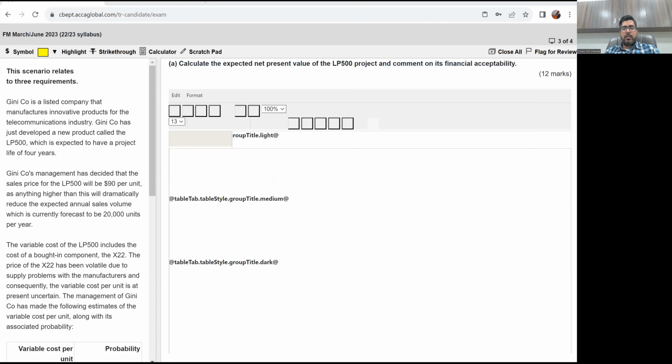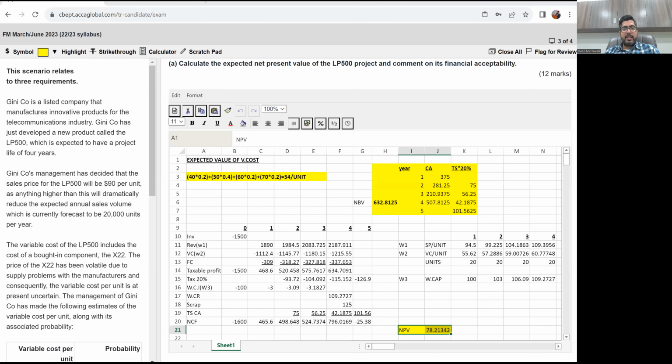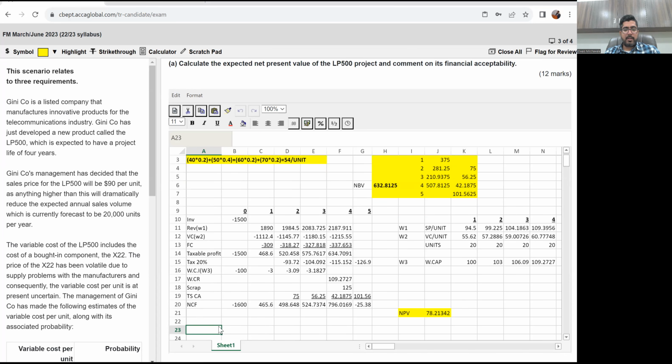Now, the comment on financial acceptability is a very easy requirement. It's just one mark that since NPV is positive, project is financially acceptable. Okay, comment on its financial acceptability: since NPV is positive, project is financially acceptable. Okay, let's move to the next parts now.